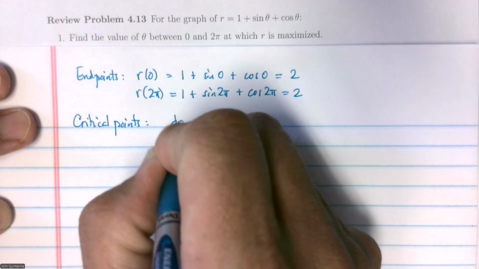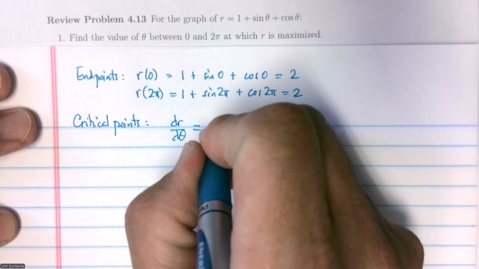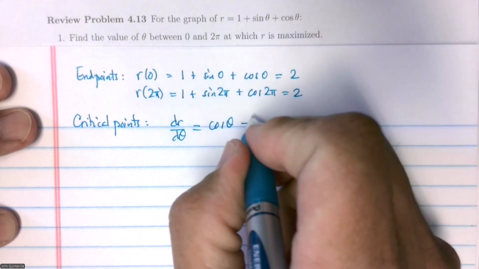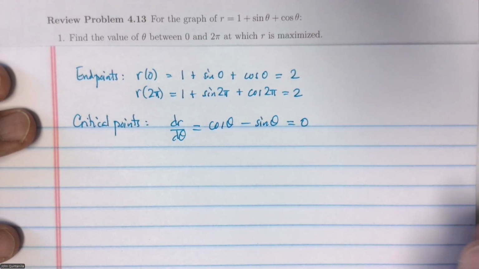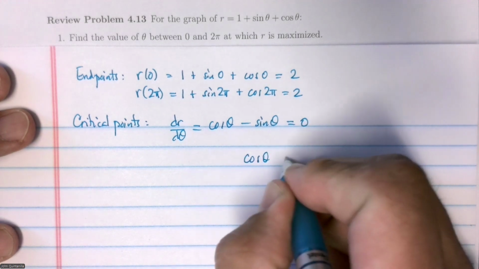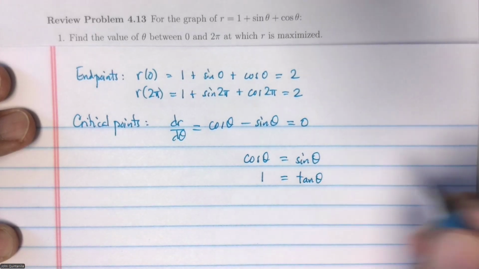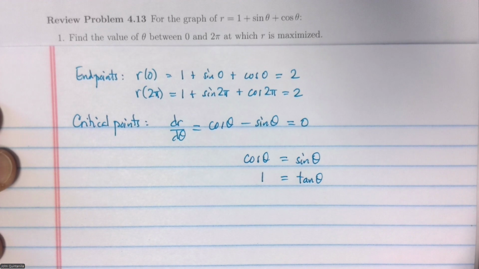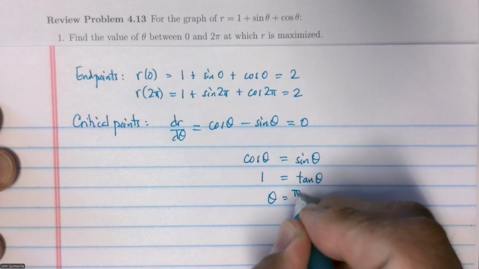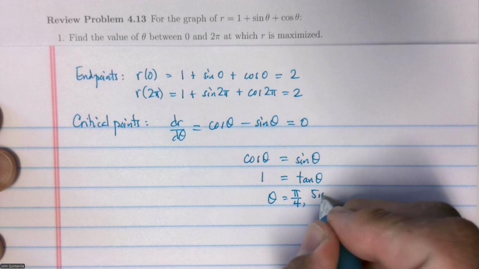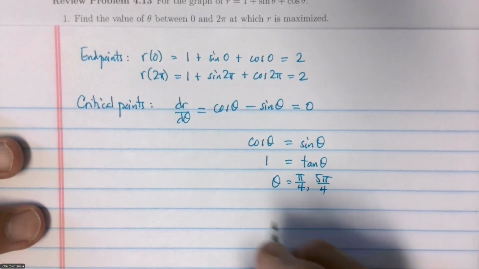So we figure out where dr d theta is. dr d theta is equal to the derivative of 1, which is 0, the derivative of sine of theta is cosine of theta, and the derivative of cosine of theta is negative sine theta. We set that equal to 0 to figure out the critical points. That gives us that cosine of theta is equal to sine theta. To get this down to one single trig function, the tangent of theta is equal to 1, and that's one of our common angles. Between 0 and 2 pi, there are two solutions, pi over 4 and 5 pi over 4. And so we check those critical points.